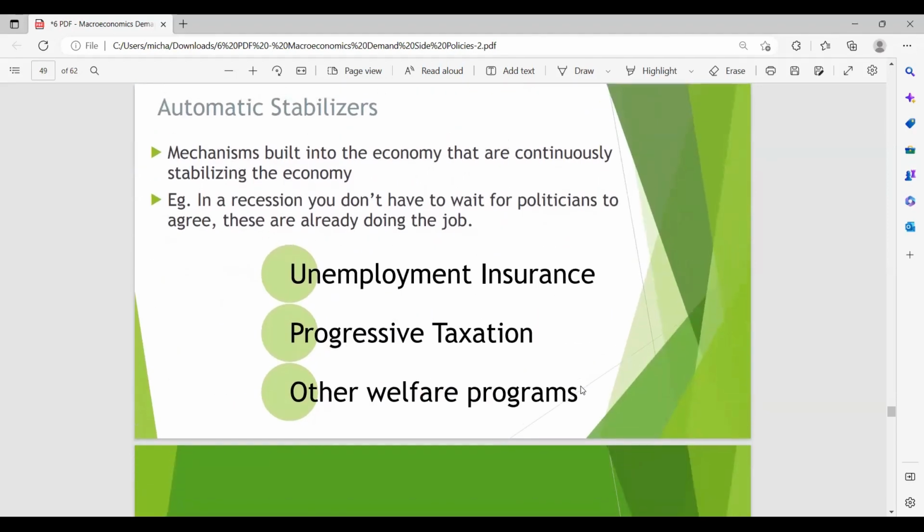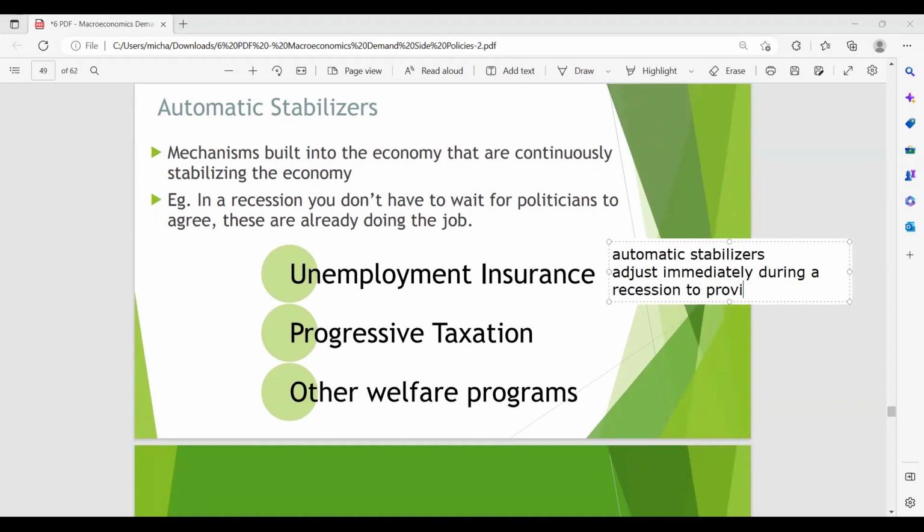So automatic stabilizers are mechanisms built into the economy that are continuously stabilizing the economy. They include unemployment insurance, progressive taxation, and other welfare programs. So they adjust the economy when there's a recession. Automatic stabilizers jump in and adjust immediately during a recession to provide support to people in need.